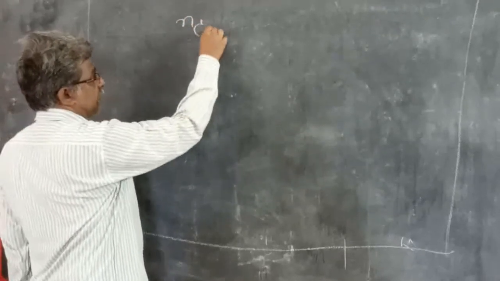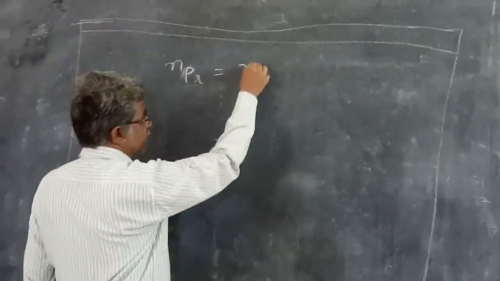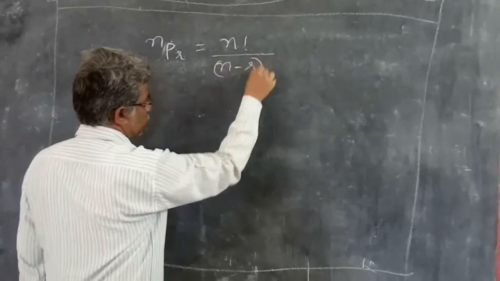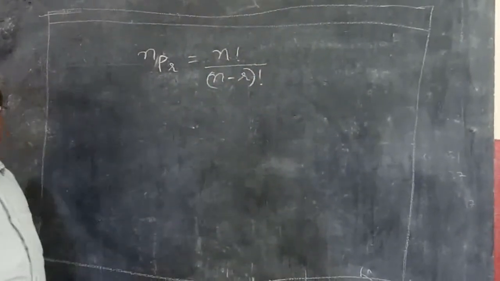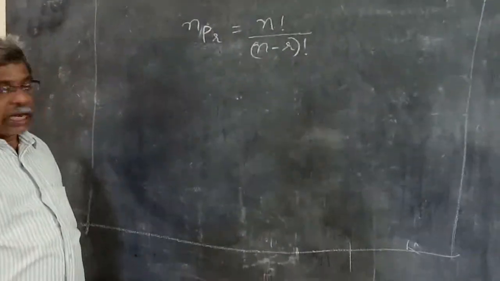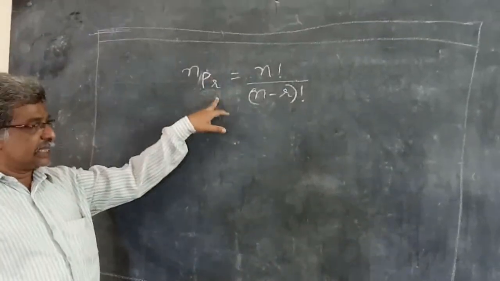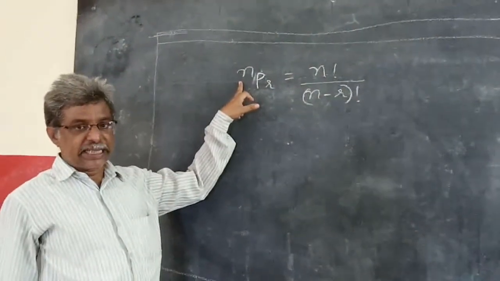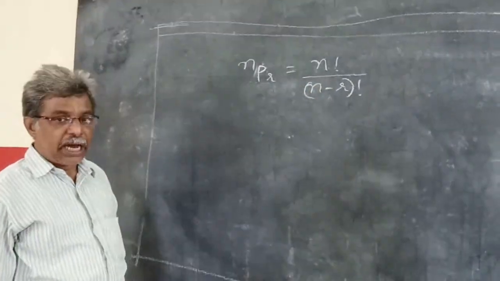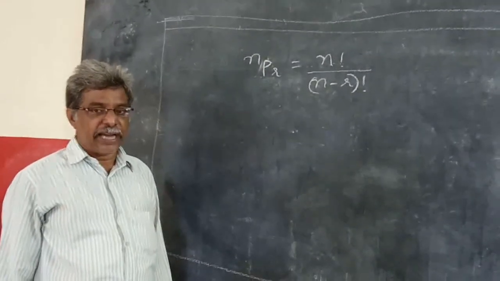Yesterday we discussed nPr equal to n factorial by n minus r factorial. nPr is nothing but arranging r things out of n things. Arranging r things out of n things is called nPr, which equals n factorial by n minus r factorial.